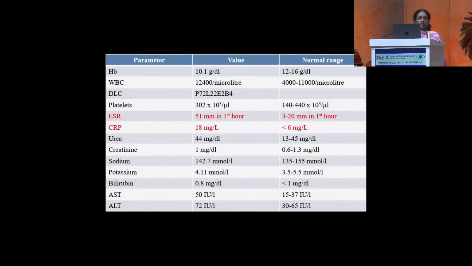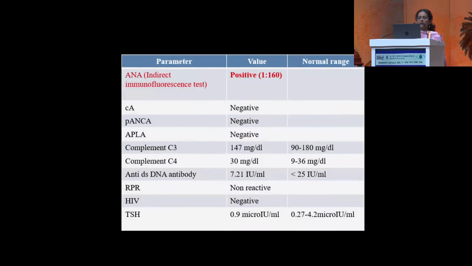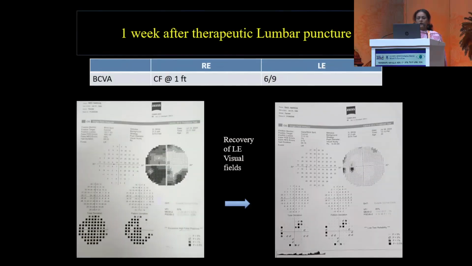These were simultaneously the investigations for which we got the reports. ESR was high, CRP was high. ANA was 1:160, but the rheumatologists were watching her because none of the other tests were positive. One week after the therapeutic lumbar puncture, her vision improved in the right eye from no light perception to counting fingers close to face, and in the left eye from no light perception to 6/9. Again, this was not malingering because we had the visual fields. The one on the left is when she had no light perception, and within 1 week you can see the reversal of the visual field deficit.